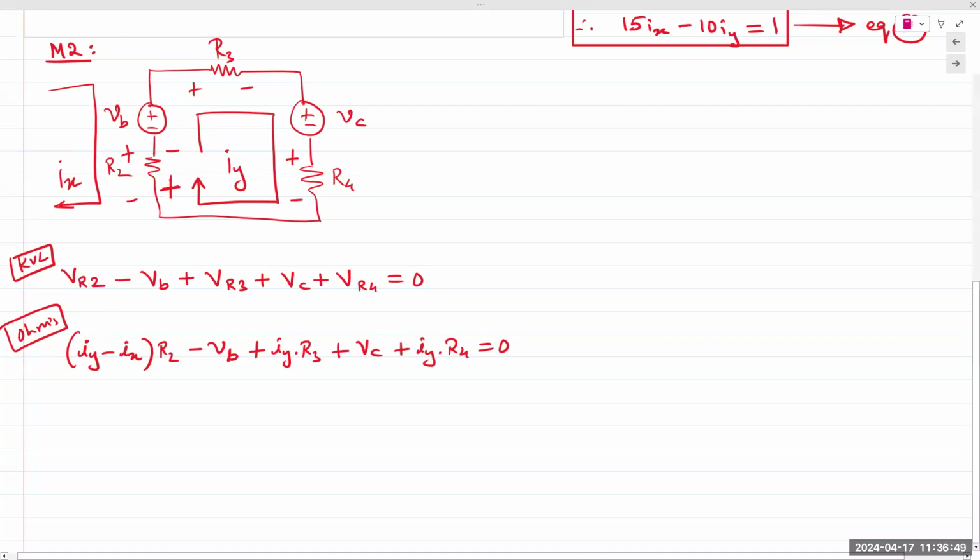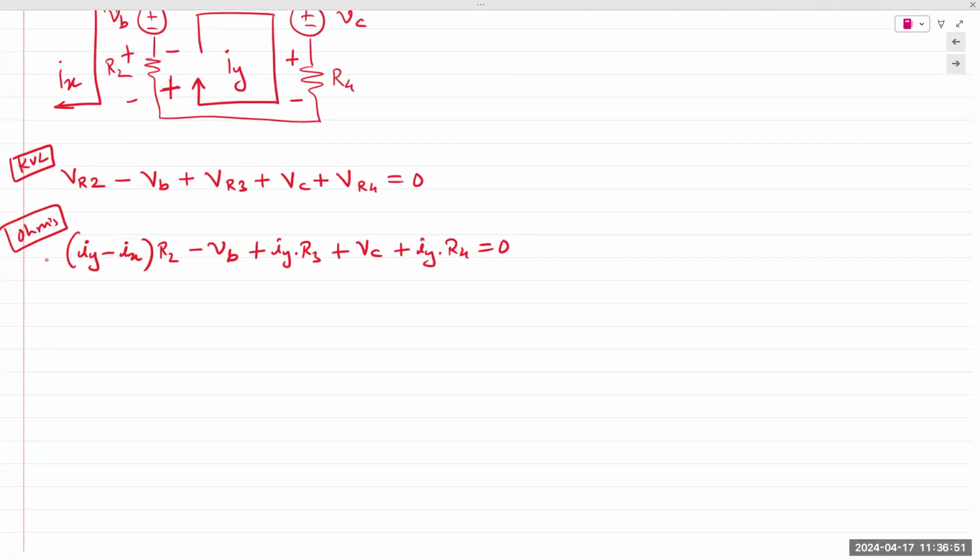Okay, so now we plug in the values. R2 is 10 ohms. So IY times 10 minus IX times 10. VB is 9 volts. R3 is 5. VC is 1. And R4 is also 5.